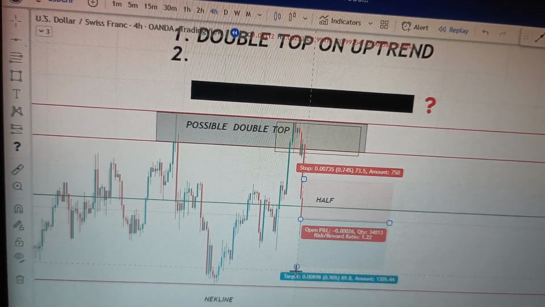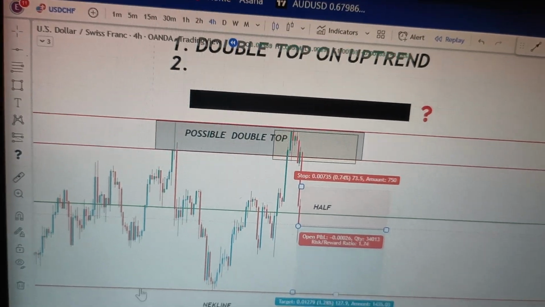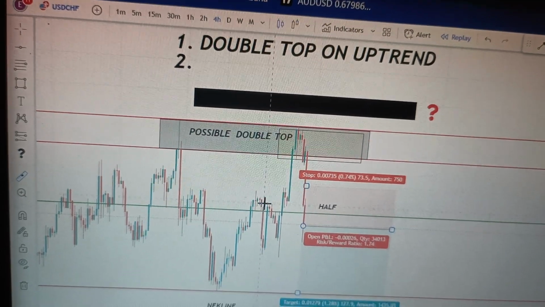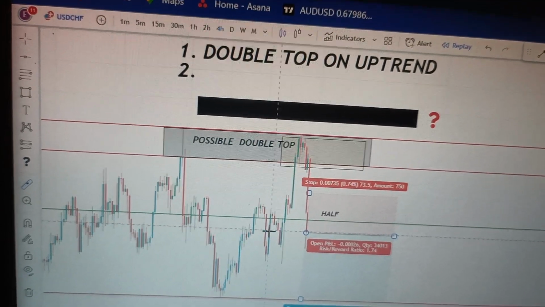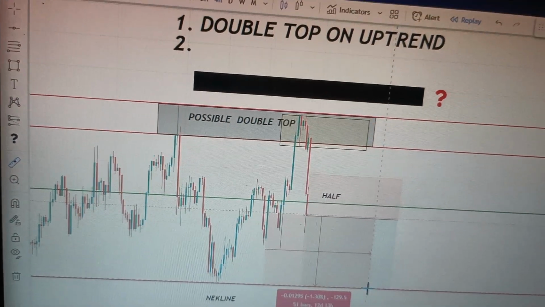So we are entering there and our take profit is there. So how many pips are we targeting? So that is our entry. Here is our entry. So we will be getting around 129 pips.